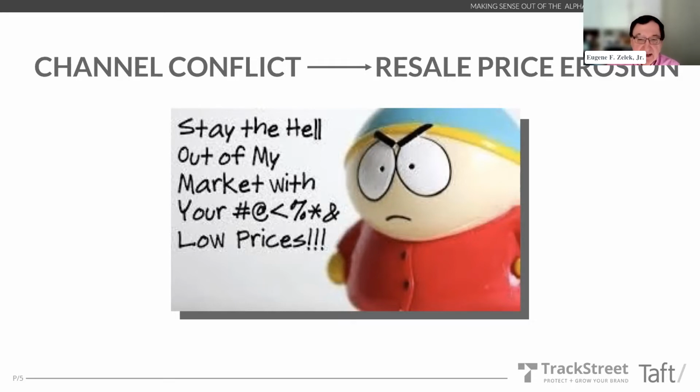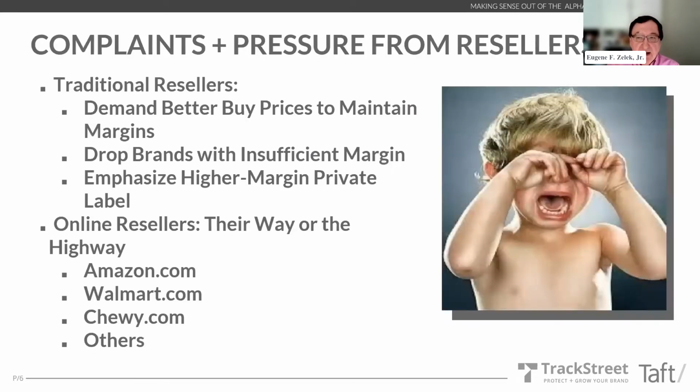If it gets bad enough, it really becomes corrosive. And it turns out there simply are some people who can't afford to carry the product or refuse to carry the product. And indeed, what we often see is traditional resellers complaining and placing great pressure on manufacturers. They want better buy prices to maintain their margins because they simply can't compete with those that are throwing lower prices out there. They threaten to drop brands with insufficient margin. And then they also, and these aren't necessarily mutually exclusive, they emphasize their higher margin private label products or other brands that give them better margins.